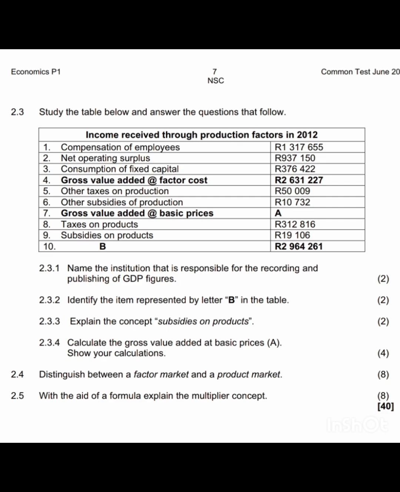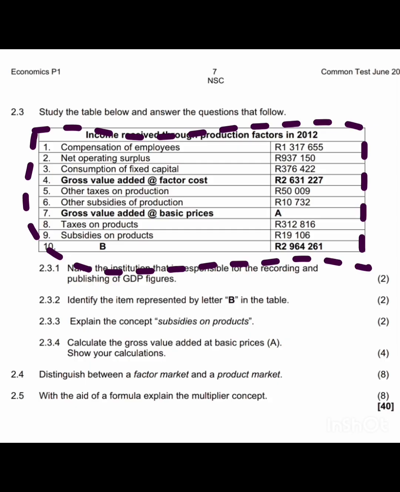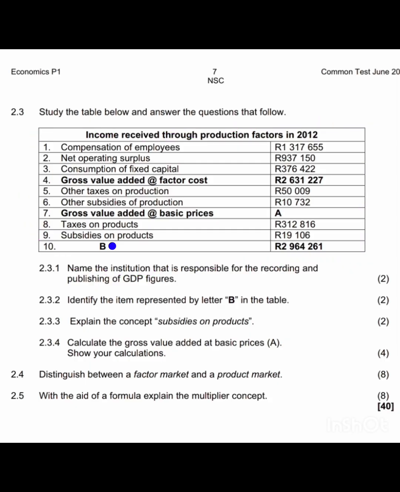And then we have the letter B. What does the letter B stand for? As we can see, this is an income method. They're calculating GDP using an income method, right? So we know that B is automatically gross domestic product at market price. So, okay, let's answer the questions below.